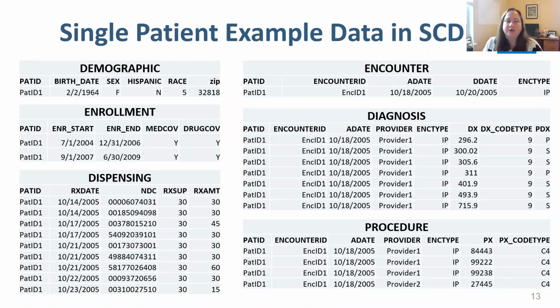Many of you are currently in data or have been in data before, so this might look familiar. It's the kind of data that you might be working with. This is just an example of how data would be structured in the Sentinel Common Data Model. This is a subset of the tables that are available. I mentioned demographic and enrollment. You can see the single person has about 10 different dispensings. From one encounter, there are a number of different diagnosis codes and different procedure codes. These are the data that we are using in our studies in Sentinel.